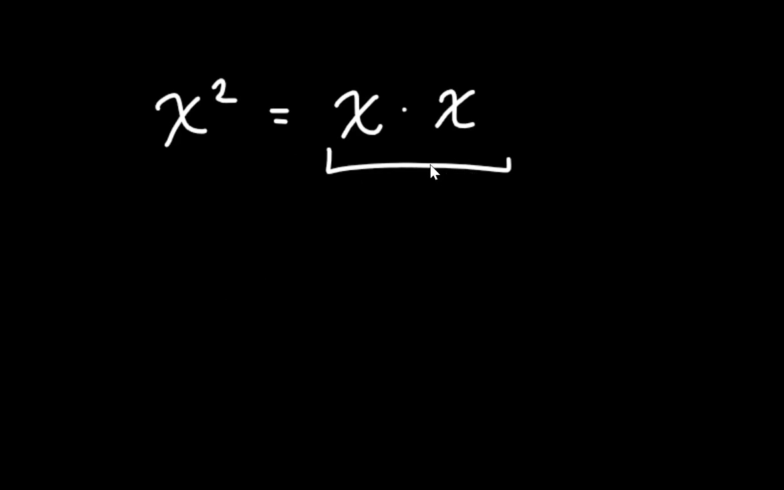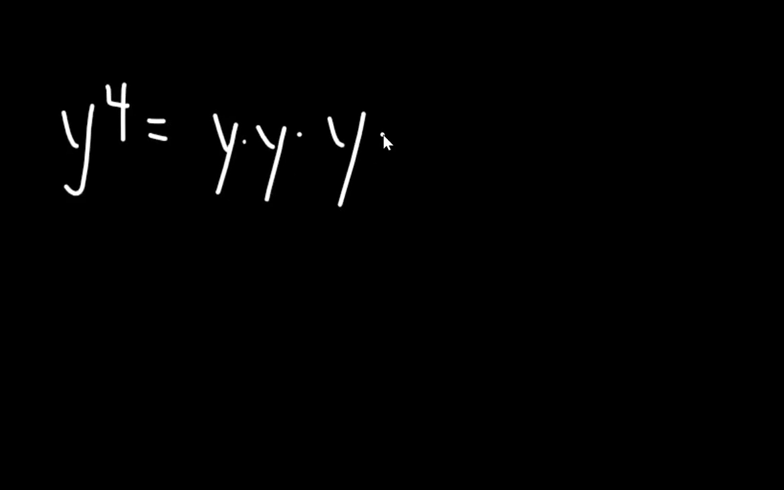So following this, we can figure out everything else from there. We have y to the fourth. That's equal to y times y times y times y. So that's all pretty simple. There really isn't any key concept here other than knowing this.